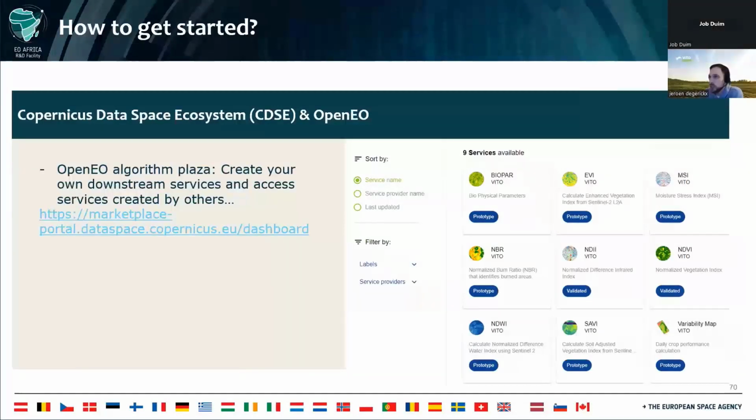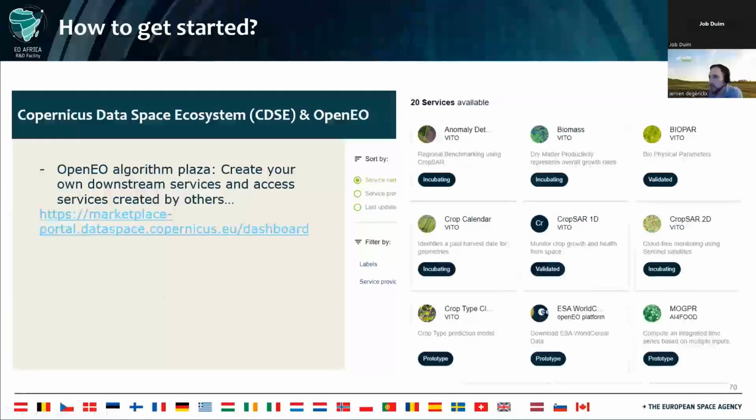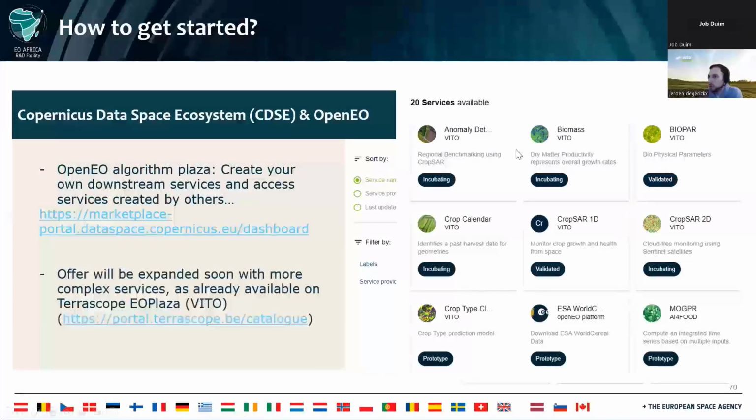Another advantage of this ecosystem is that it already provides pre-configured services for you. So for instance, computation of NDVI, of these variability maps, is already included there. You can just use the service as is for your parcels or your area of interest. And this algorithm plaza, as we call it, is continuously expanded with even more enhanced capabilities. So for instance, there are already some services available developed by Vito.